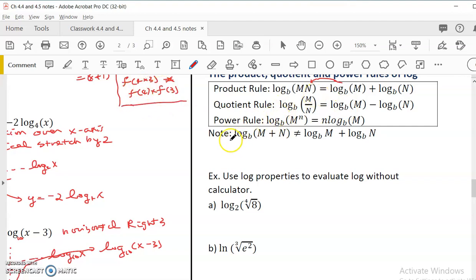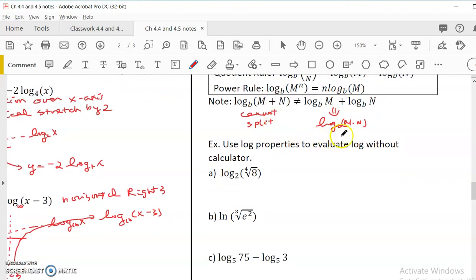It doesn't work. Okay. So remember also, if you have adding inside the log, you cannot split them as add, because adding can be combined into multiplying. It would only equal log base b of m times n. You can combine an add into a multiply, but if you have an add inside a log, that is the simplest. Cannot split. Cannot expand them into individual logs.